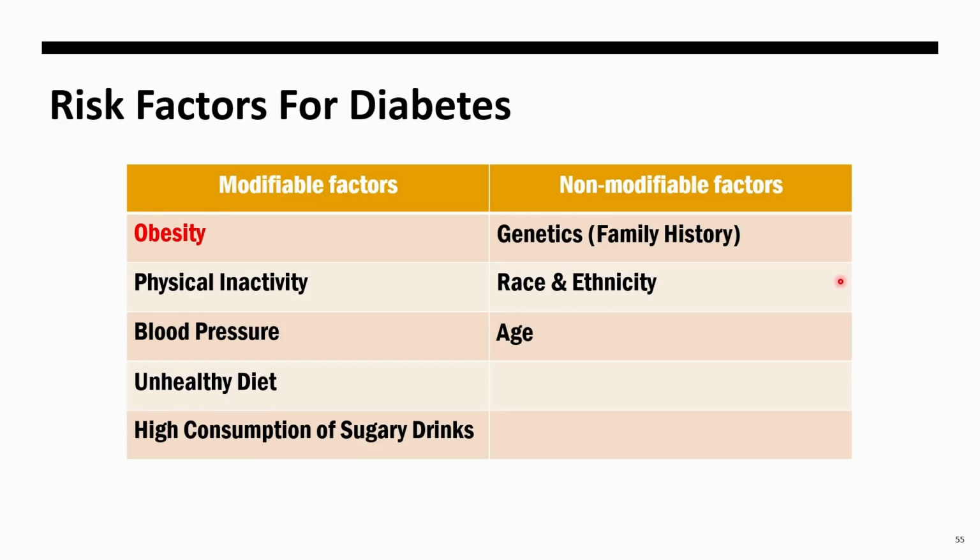So what are the risk factors for diabetes? One of the main risk factors is obesity, physical inactivity, blood pressure, unhealthy diet, and high consumption of sugary drinks. These are all changeable factors. What are the non-changeable factors? Genetics and your age. We cannot change those things, and they can affect your disease. So this is one group of diseases, NCDs.